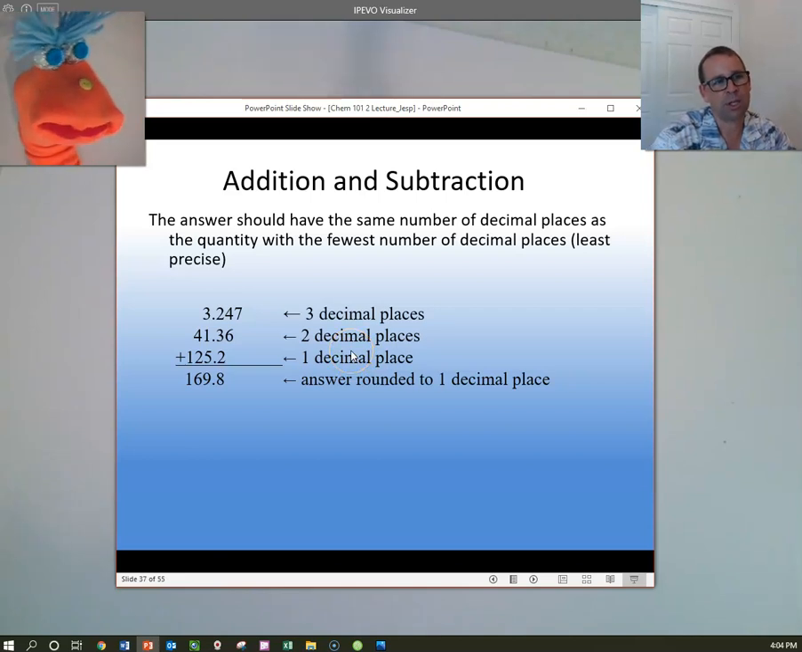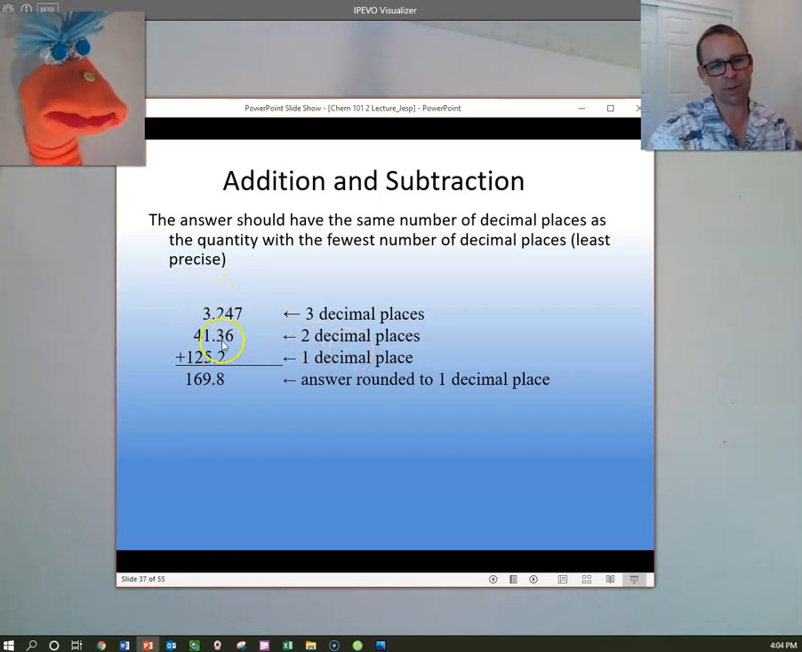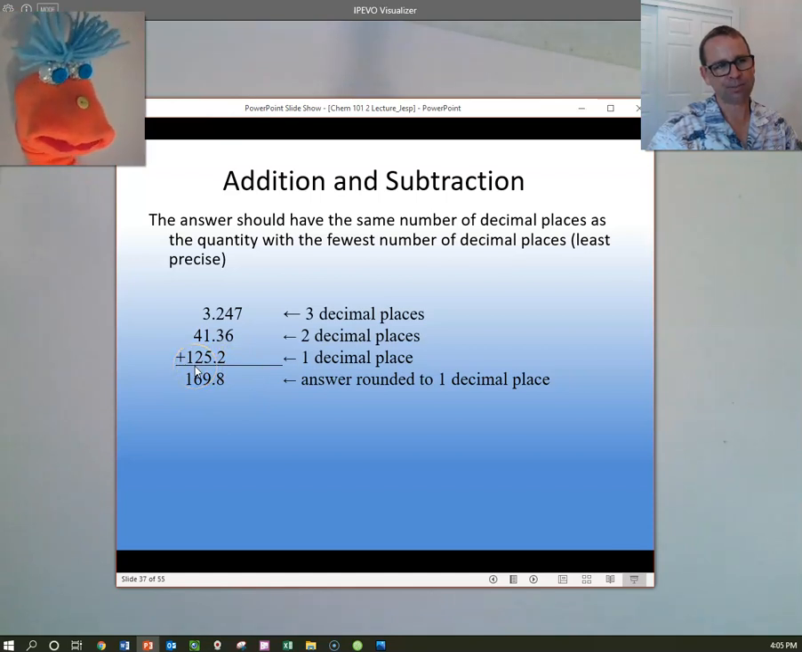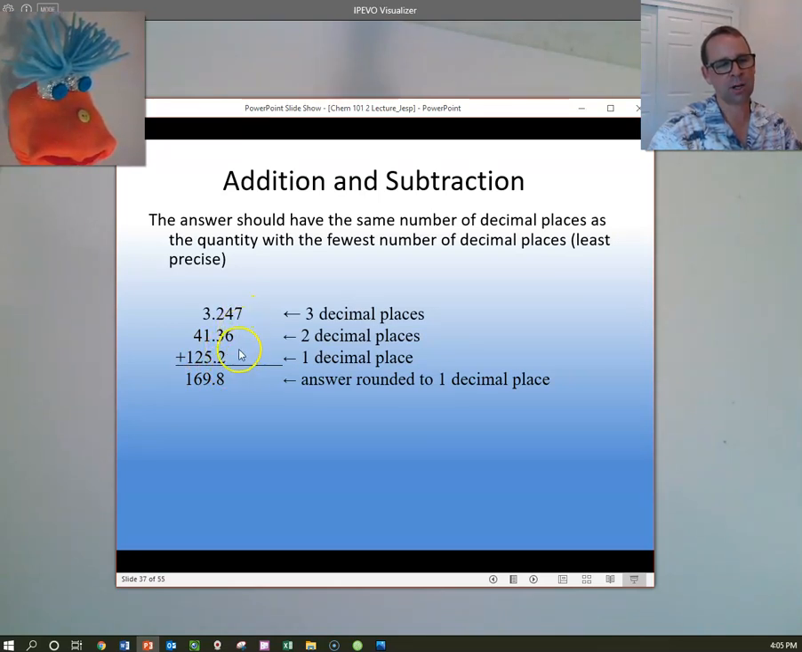Addition and subtraction is different. With addition and subtraction, you always have to line up the values with the decimal place in the same point. Add them up in your calculator and get the answer. But the answer will only have as many significant digits past the decimal, or sometimes before the decimal, as the least precise value.